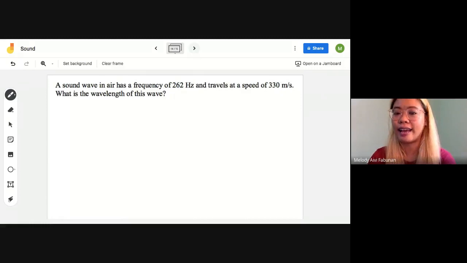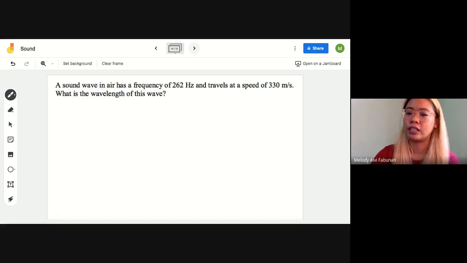Okay, this is my last problem. It says here that a sound wave in air has a frequency of 262 hertz. And it travels at a speed of 330 meters per second. Now we are going to look for the wavelength. So I'm going to give you 2 minutes to answer this problem, and your 2 minutes starts now.